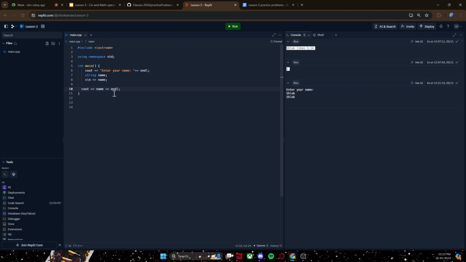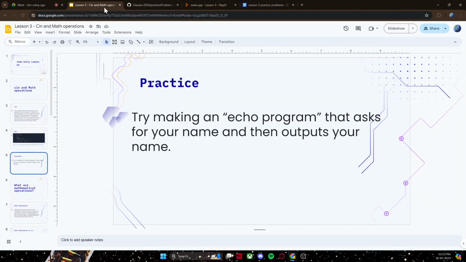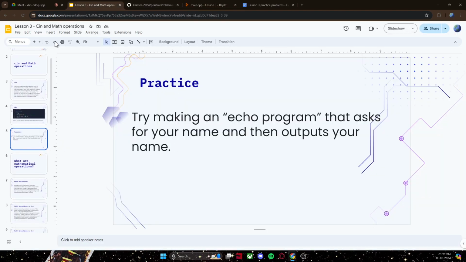You might need some practice using cin, especially with the way these arrows point, but you should get used to it soon enough. Does anyone have any questions, or can we move on to the next topic?